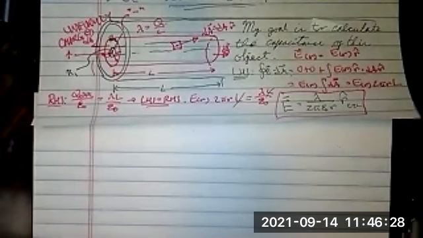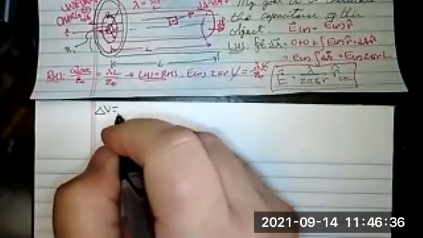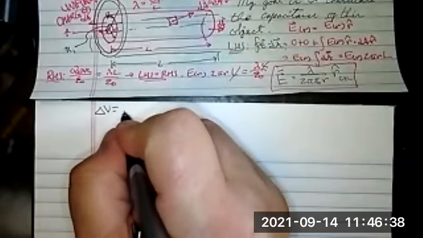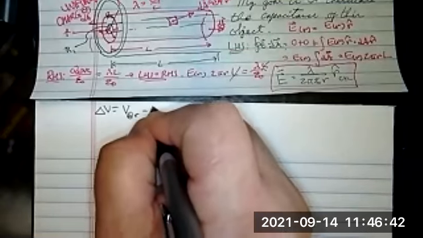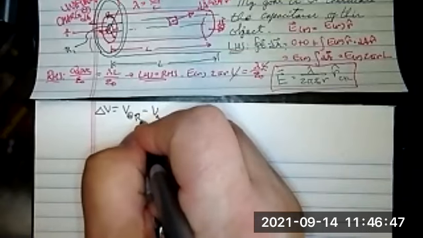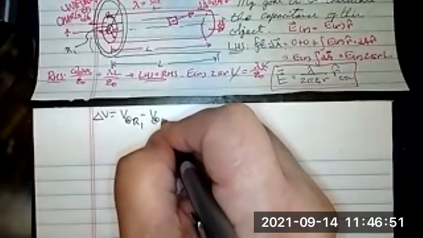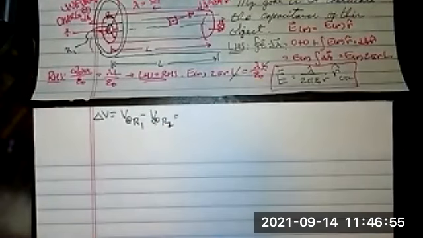Okay, so now I got to calculate delta V. What we know is delta V, which equals V final minus V initial. So I'll say V at R1, excuse me, that's supposed to be R1, minus V at R2. That's going to be my change in voltage.